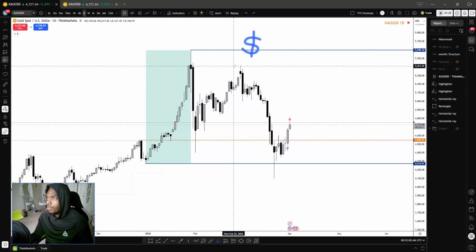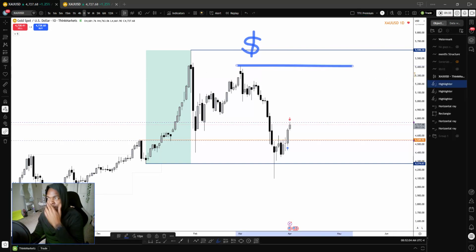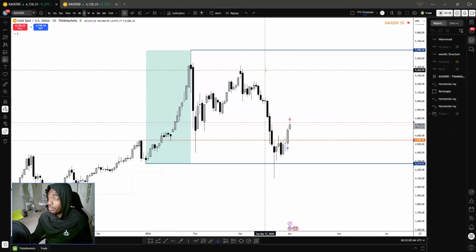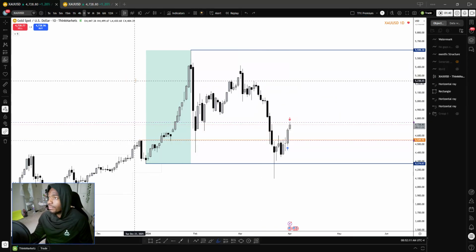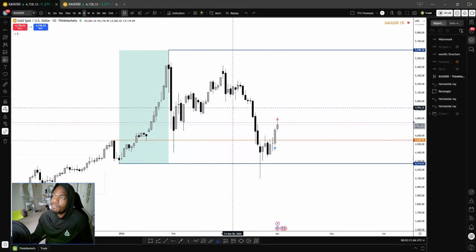And this here is liquidity. I don't like to talk about liquidity because you really don't need to know it. Just following market structure, you are going to target liquidity anyway. So I don't really like to bring it up because people start trying to focus on it and find it, when you don't have to.